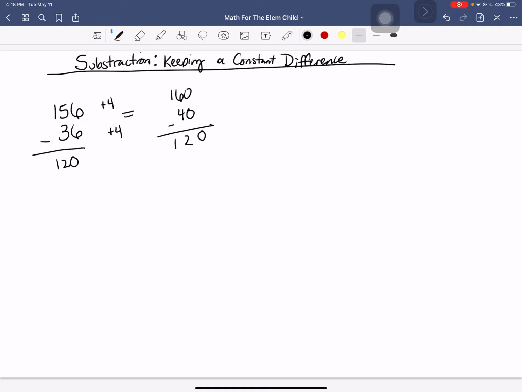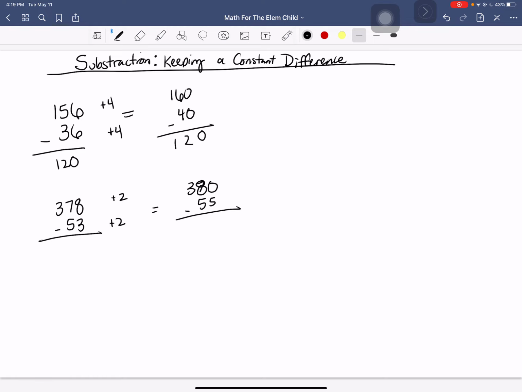If we were to try this with a different problem, we can try 378 minus 53. And to make a friendly number, we can start with what is closer to make a 10, or which number looks like it'll be easier to make a 10. So 378 is only 2 away from 380. So if we add a 2, we have to add a 2 down here. So now we have 380, and we have 55, because 53 plus 2 equals 55.